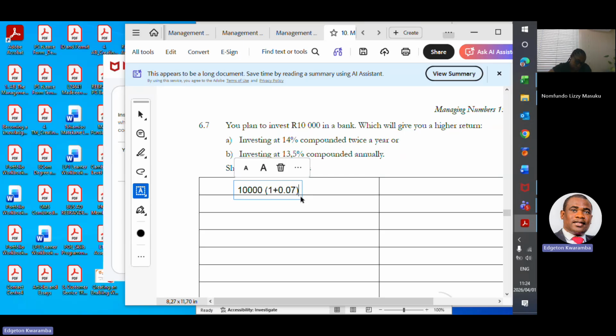Let me close the bracket here. Because they are doing it twice, it's 1 year, but it's going to be compounded twice. I'll put a 2 there on top. Okay, this is option A. So do it for me.